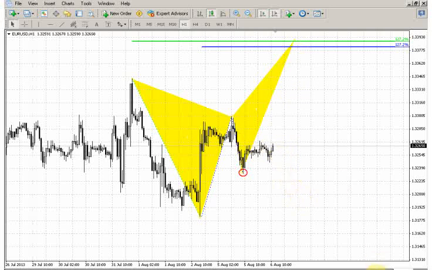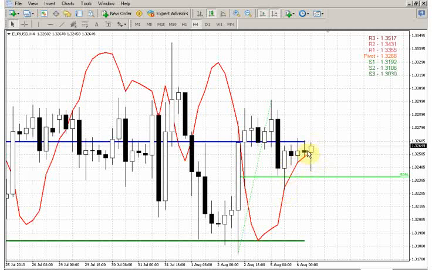But again, the existence of these patterns makes me think that the market could start to move to the upside right from this area. So currently I do not see any problems with our bullish scenario that we made during the weekend.